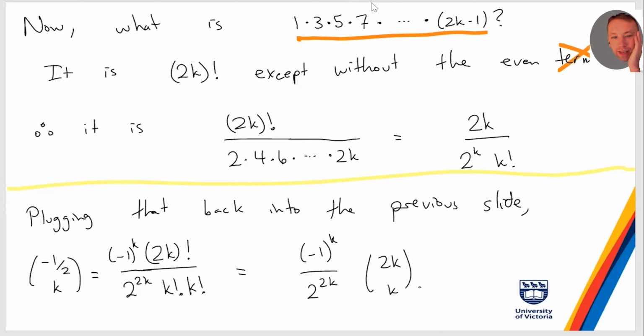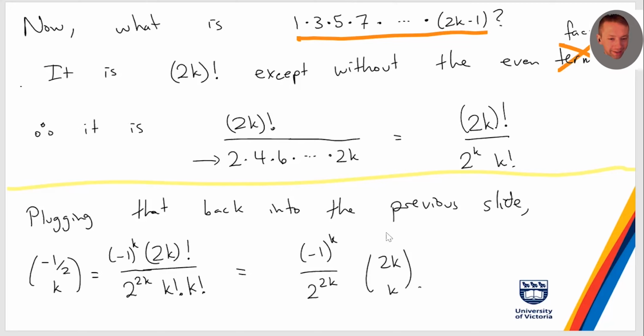So that's the same thing as taking 2k factorial over 2 times 4 times 6 up to 2k. But now on the bottom here, I can factor out 2 from every term. And what I get is 2k factorial over 2 to the k times k factorial, by pulling out a 2 from all these even numbers.